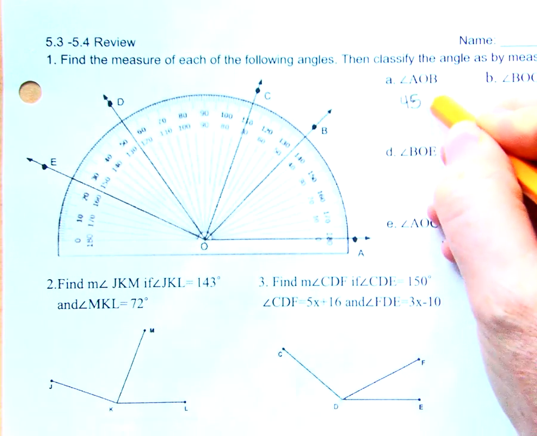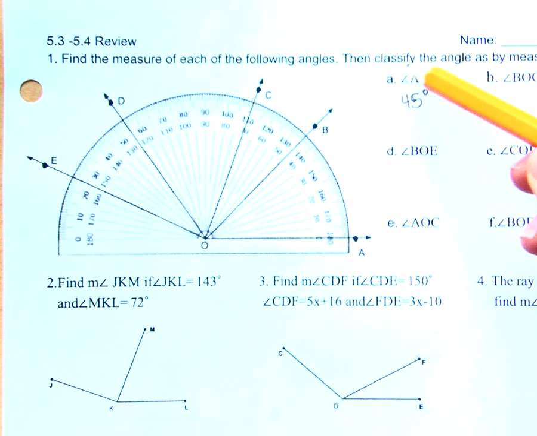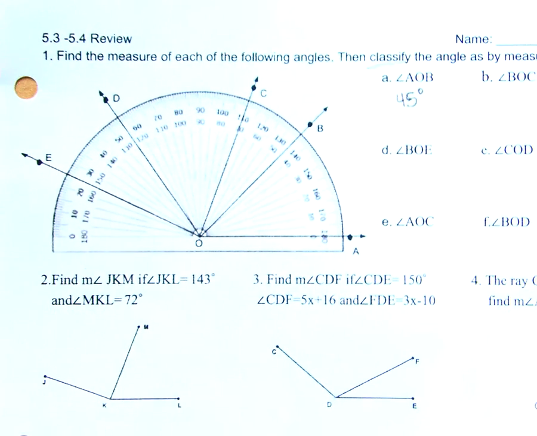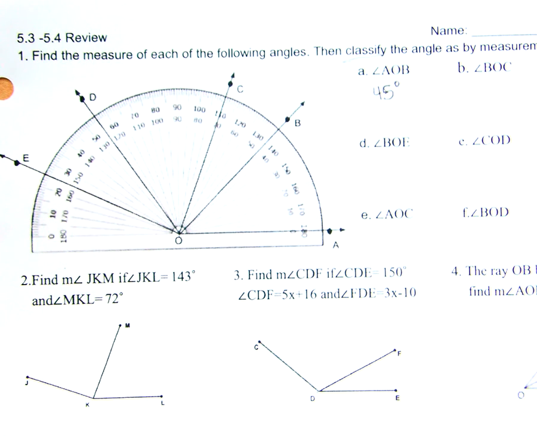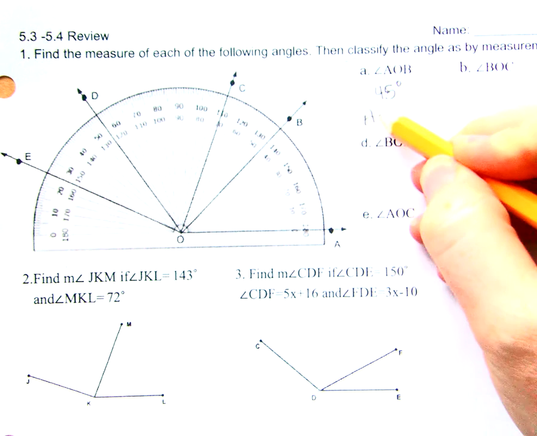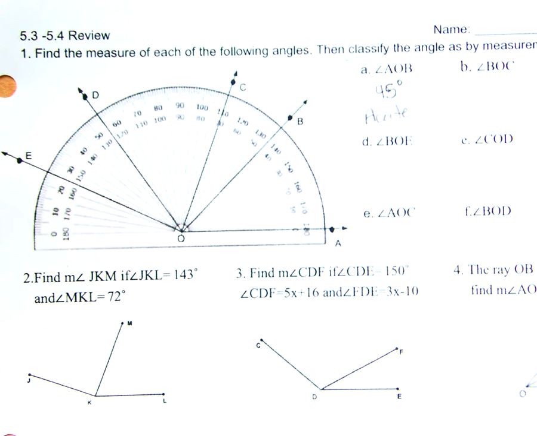And then the other thing that I have to do is classify this. And when it says classify, it's asking you, is it acute, which is less than 90? Is it 90, which is right? Is it obtuse, which is between 90 and 180? Or is it 180, which is a straight angle? This one is less than 90, so we call that acute.